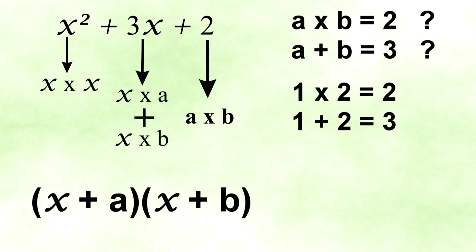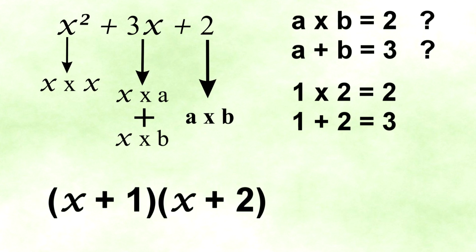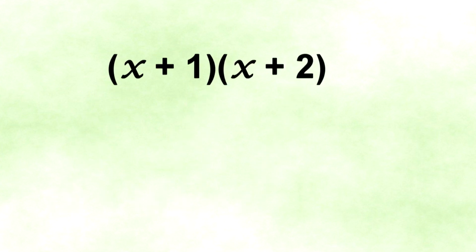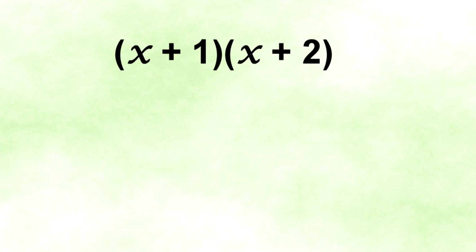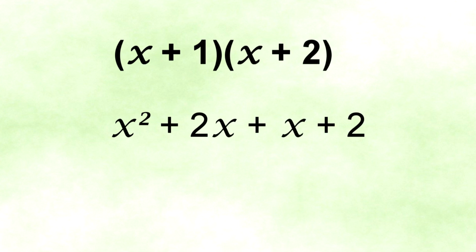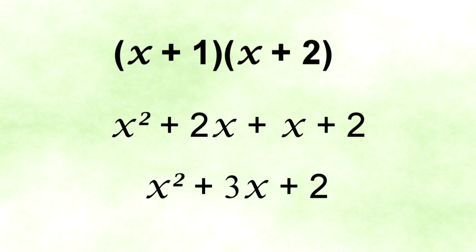It therefore means that we can take those numbers and put them together in the brackets with the x's. To check if we have factorized it correctly, we can simply expand it back out. X times x is x squared, x times 2 is 2x, 1 times x is x, 1 times 2 is 2. After adding up the like terms together, we get our original answer again.